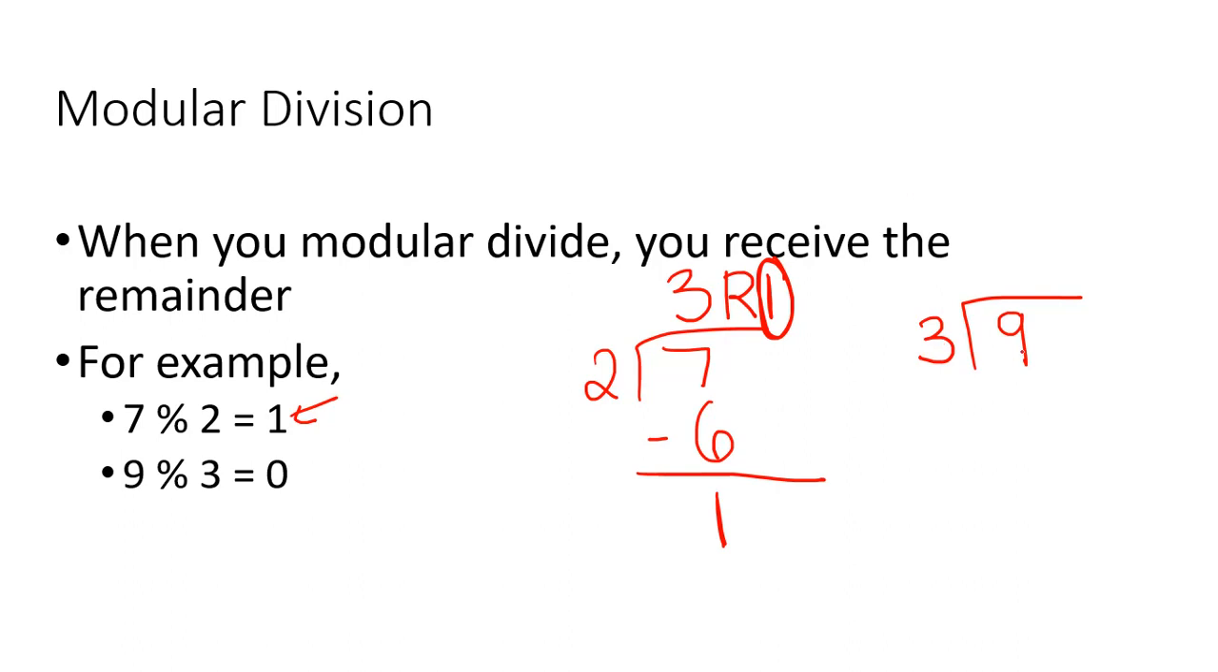Well, if I go 9 divided by 3, and I ask how many 3s go into 9, I would answer 3, right? So 3 times 3 is 9. Subtract and we get 0. So there would be a remainder of 0 in this case, aka that's how I get this.